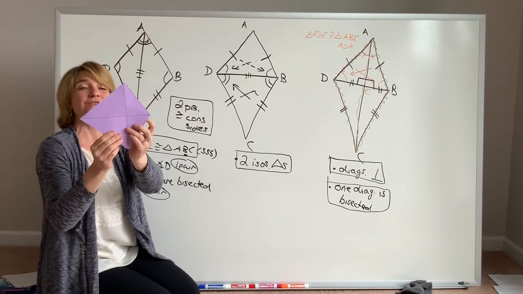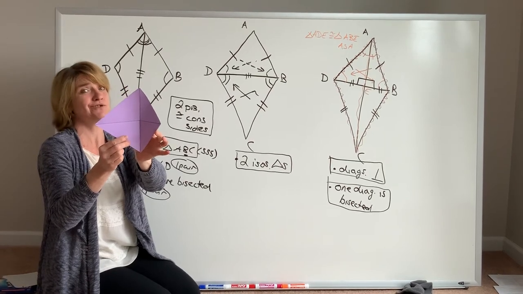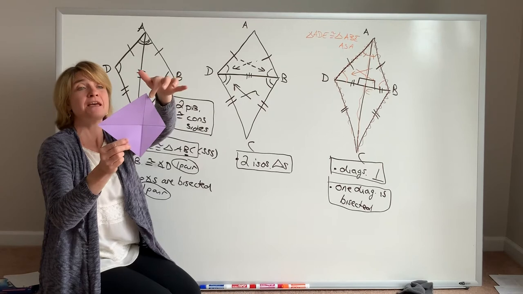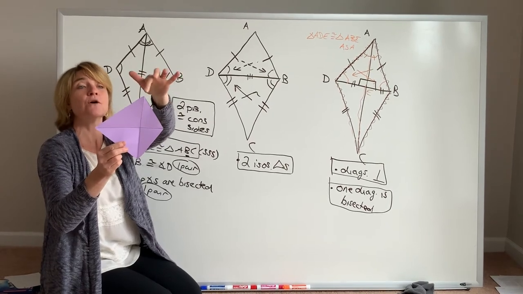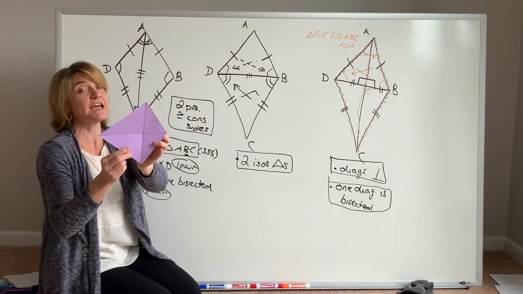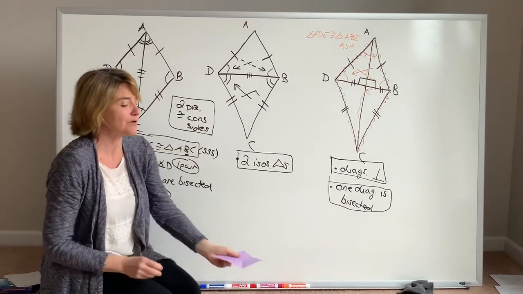When I try to fold it this way, as soon as I get this far, I can see that those two triangles aren't going to be exactly the same. And if they're not the same, these two angles are not going to be the same as each other. That diagonal is not the diagonal that's going to be bisected. So there are easy ways that you can remember it.